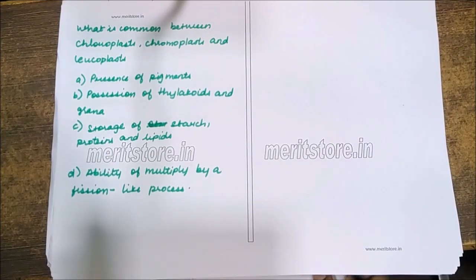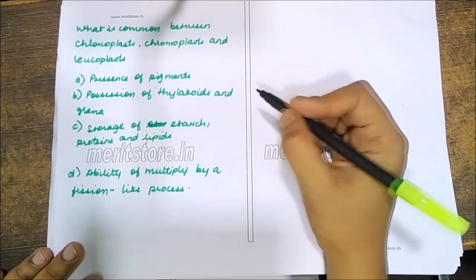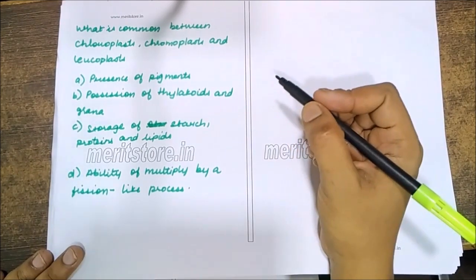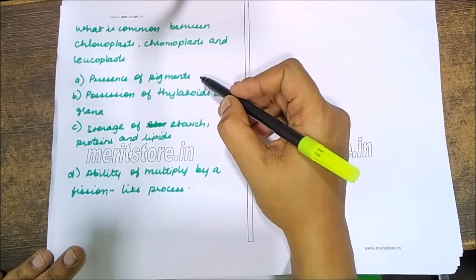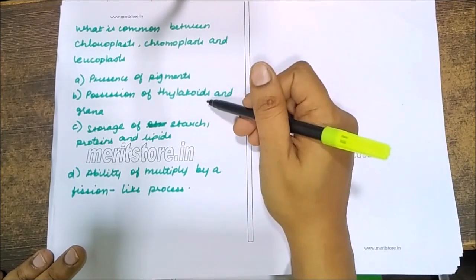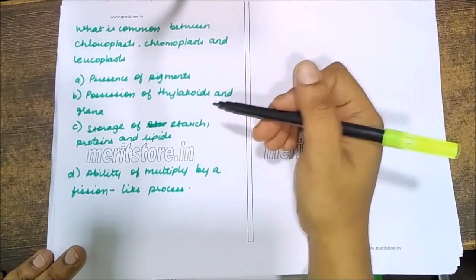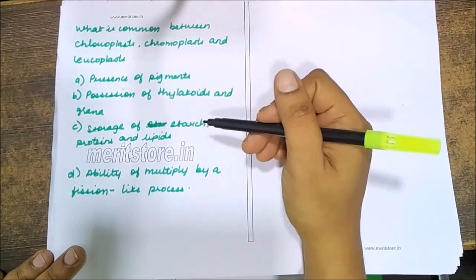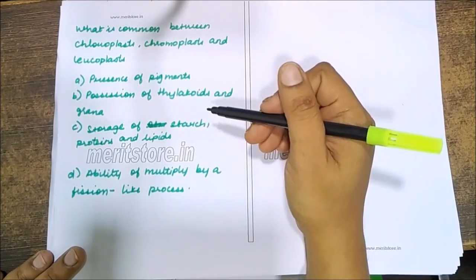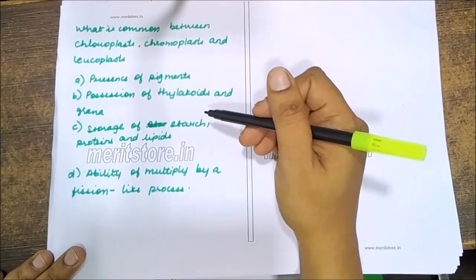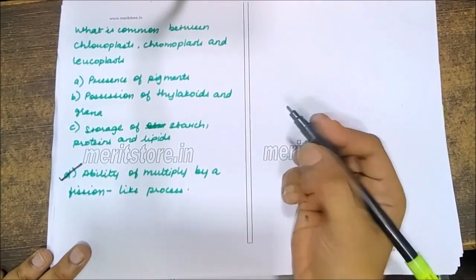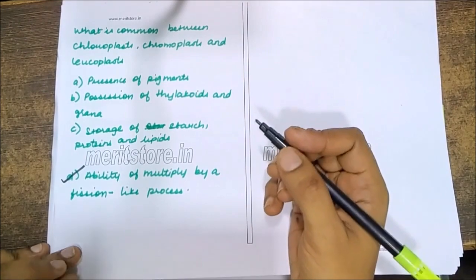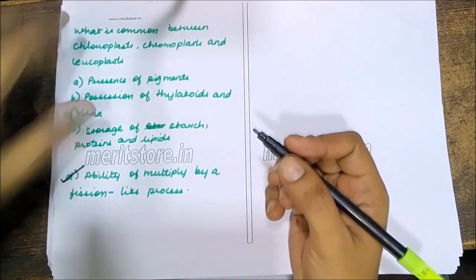Next, what is common between chloroplast, chromoplast and leucoplast? Is it the presence of pigments, presence of thylakoids and grana, storage of starch, proteins and lipids? No. Ability to multiply by a fission like process. So this option is correct. It is the ability to multiply by a fission like process.